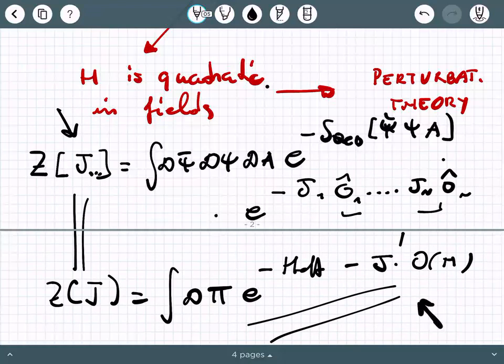So this is just a curiosity as far as this course goes, but I'm trying to say that the concept of generating functional extends further than simply perturbation theory and statistical mechanics. Okay?